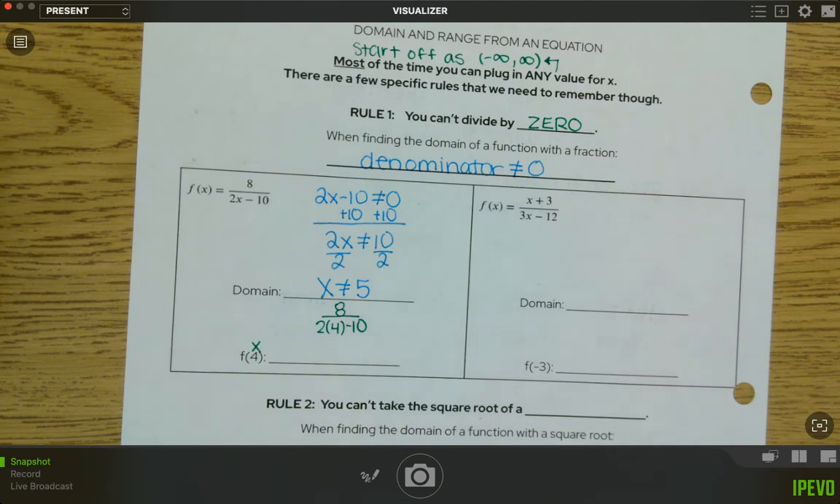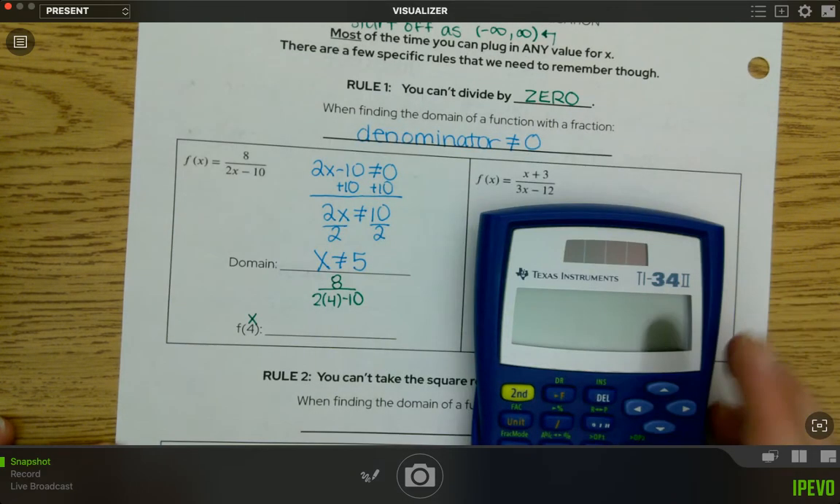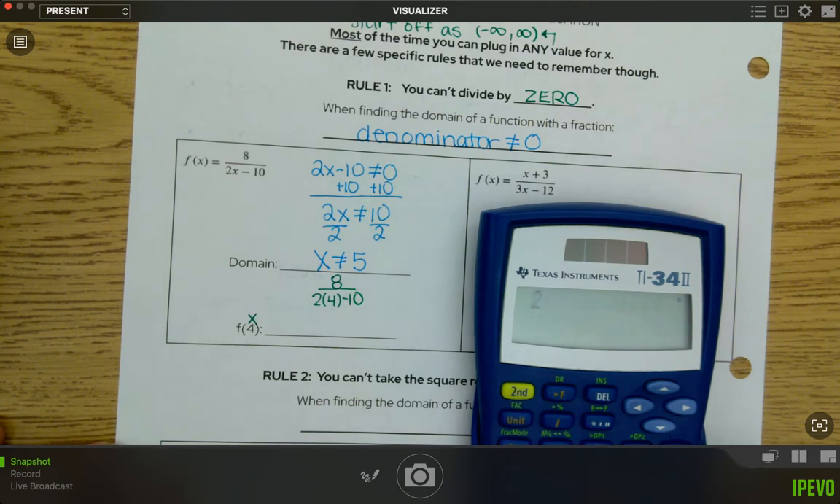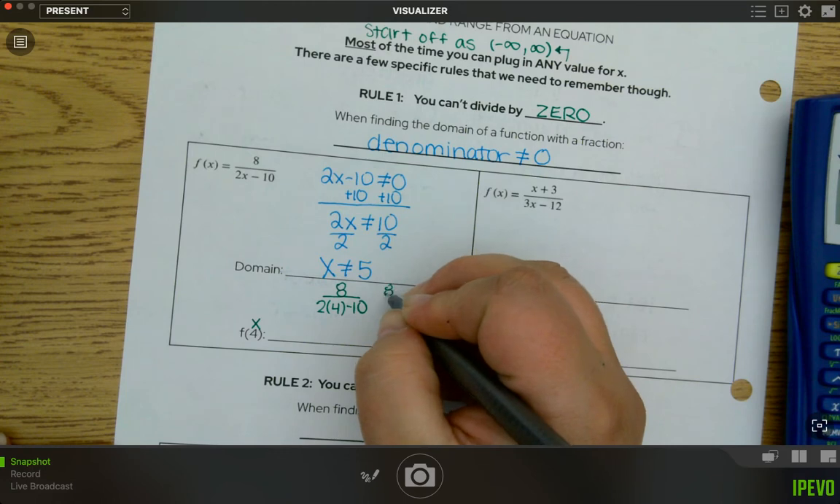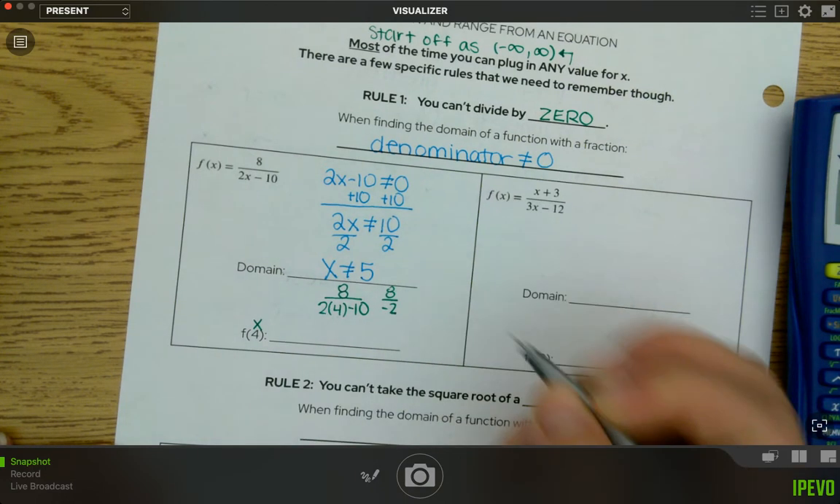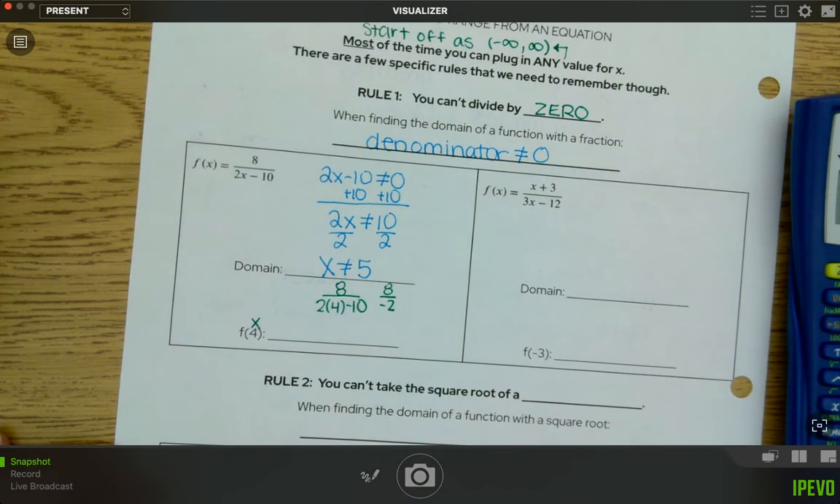Now, because this is a fraction, we have to do the bottom part first. You can't type this all in one step into your calculator. So I'm going to do the 2 times 4 minus 10. 2 times 4 minus 10 is negative 2. So really this is 8 over a negative 2. And what's 8 divided by negative 2? Negative 4.